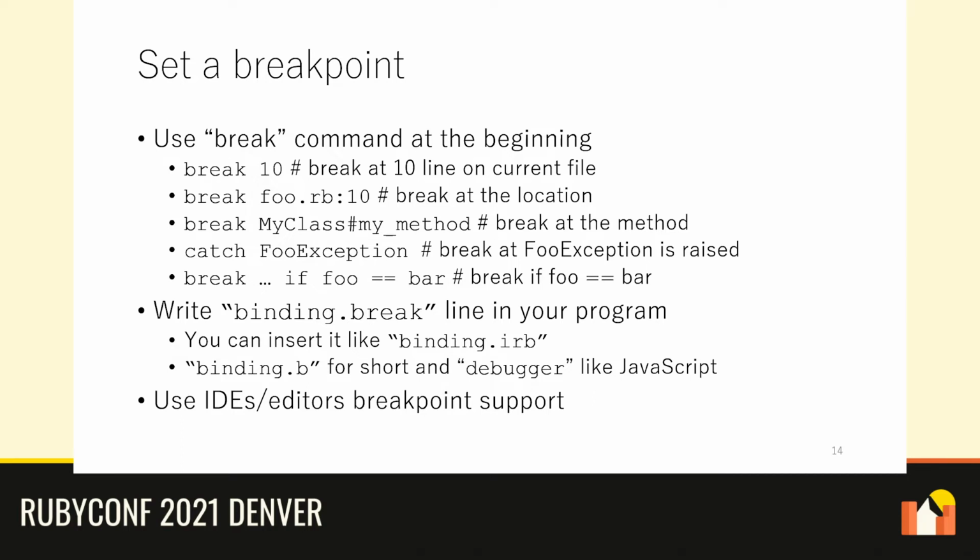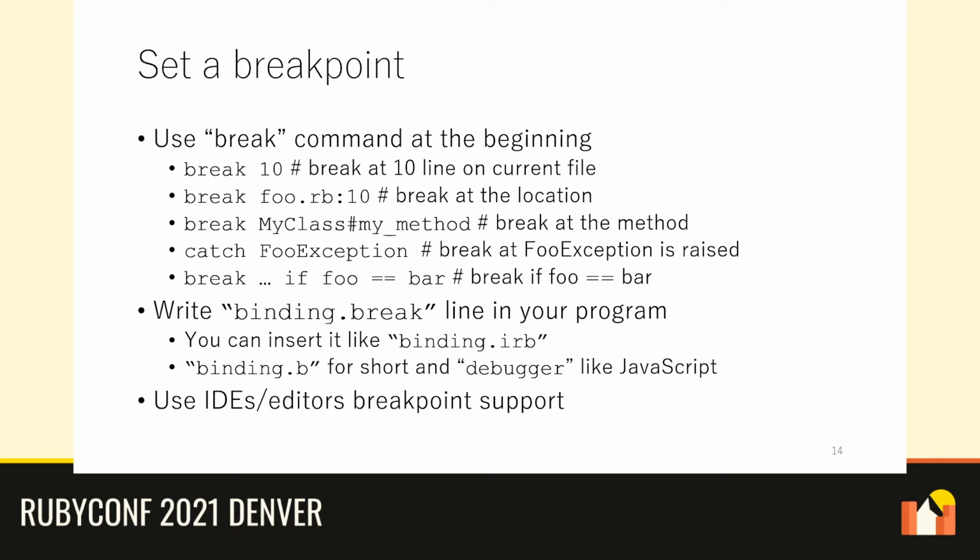To specify breakpoints, there are three ways. One is to use the break command on the debugger's console. You can specify files, lines, method names, and raised exceptions. Also, you can specify conditions under which you want to break the execution. Another way is to write binding.break in your application, like binding.irb. There is also the binding.b method, or simply the debugger method in Kernel, like JavaScript. If you can modify the source code, it is an easy way to specify a breakpoint before executing the program.